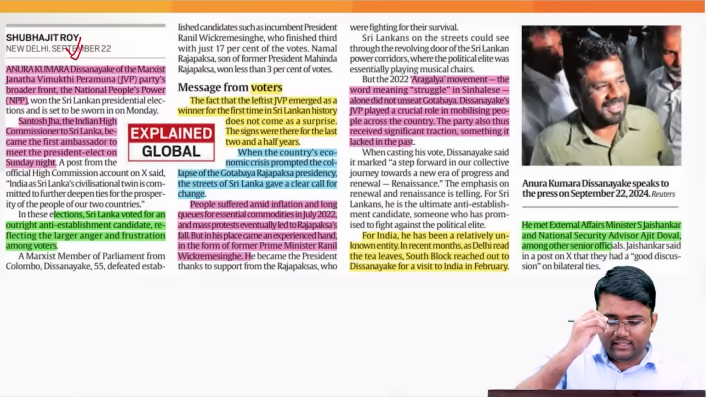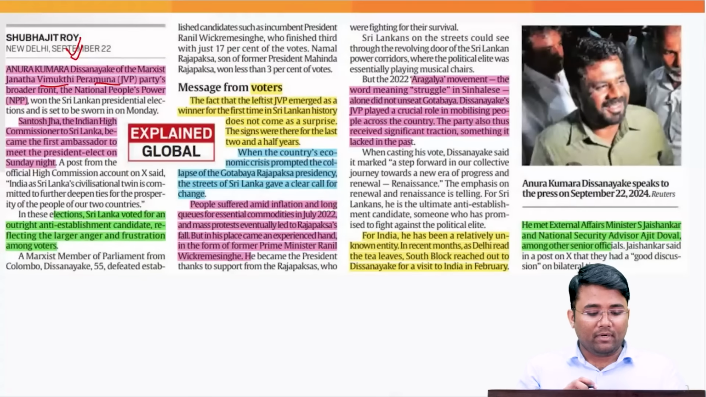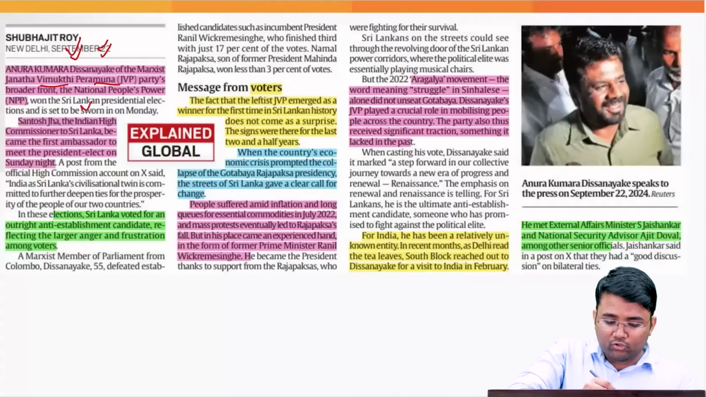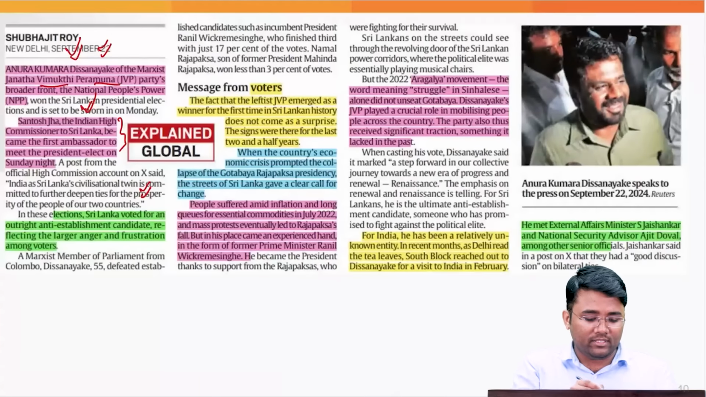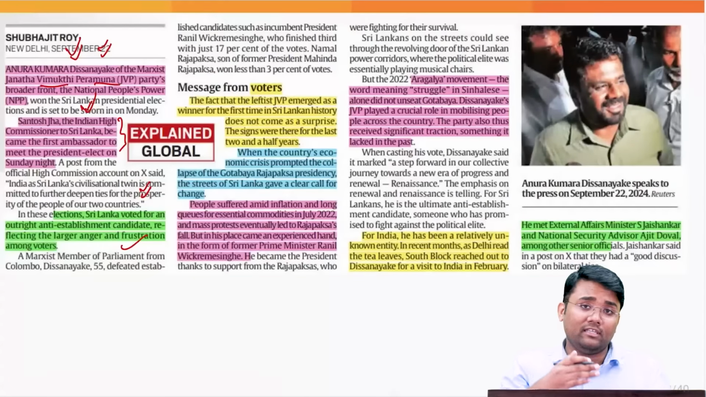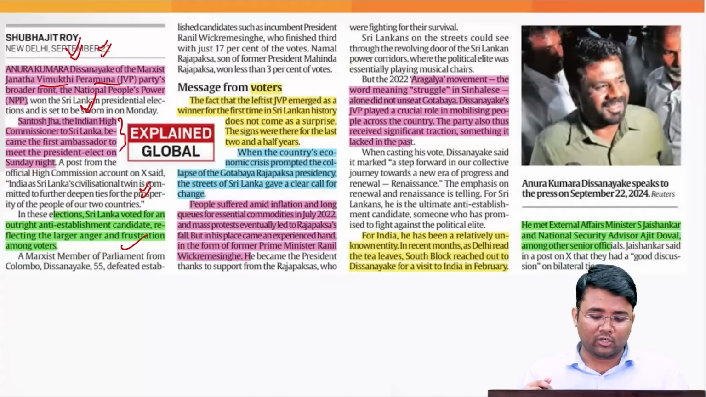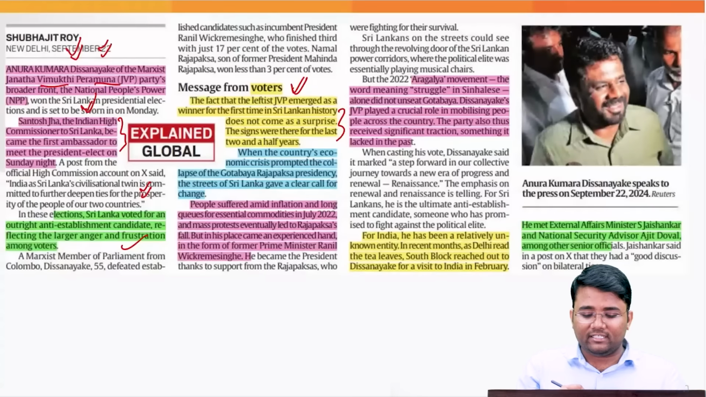So Anura Kumara Dissanayake of the Marxist Janatha Vimukthi Peramuna party's broader front has won the election in Sri Lanka, and Santosh Jha, the Indian High Commissioner, was the first to meet the president-elect on Sunday night. Sri Lanka voted for an outright anti-establishment election. They have removed the earlier people who were ruling or being the president, winning elections continuously for a lot of years. This party mainly has left-tilting policies.